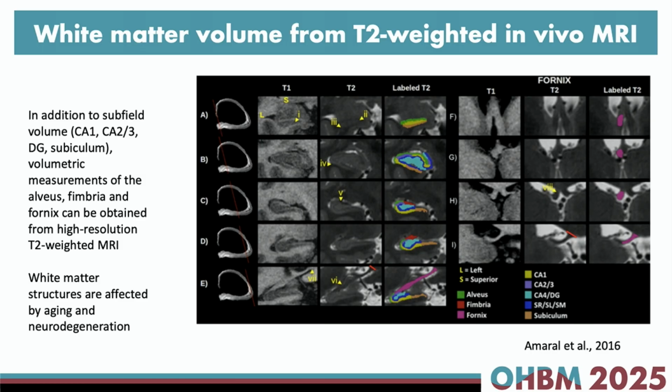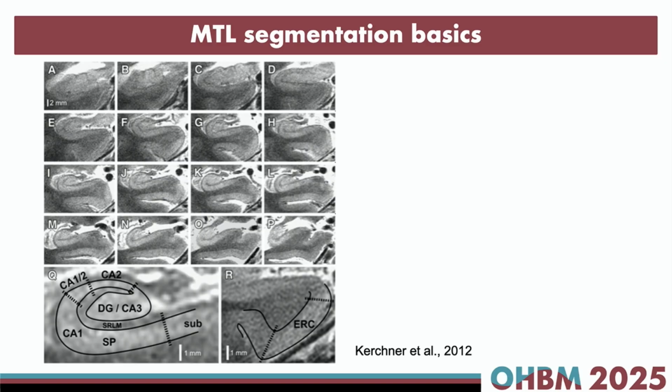And then in addition to streamlines using diffusion-weighted imaging, we can use regular structural volumetric measures to assess the integrity of white matter structures within the medial temporal lobe. Of course, you need very high-resolution data for this, but my colleague Robert Amaral in 2016 published a paper where he not only looked at the gray matter regions of the medial temporal lobe, but also looked at white matter regions like the fornix, the fimbria, and the alveus, and segmented them to measure volume and to examine how those structures change with age and neurodegeneration.